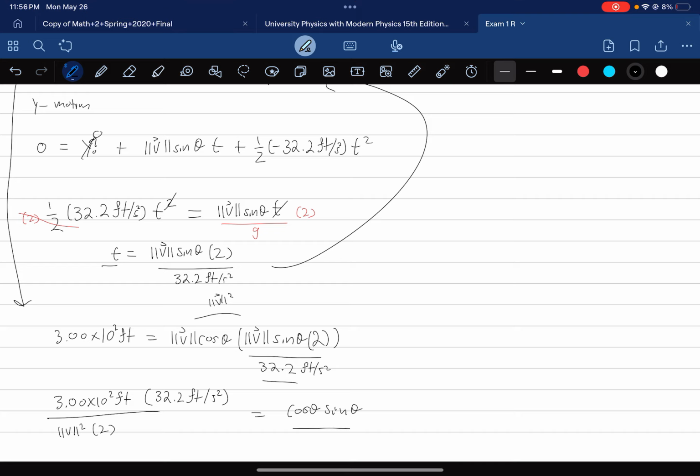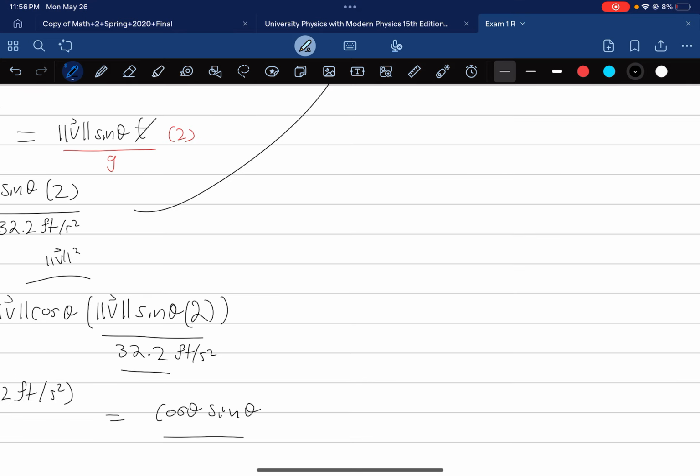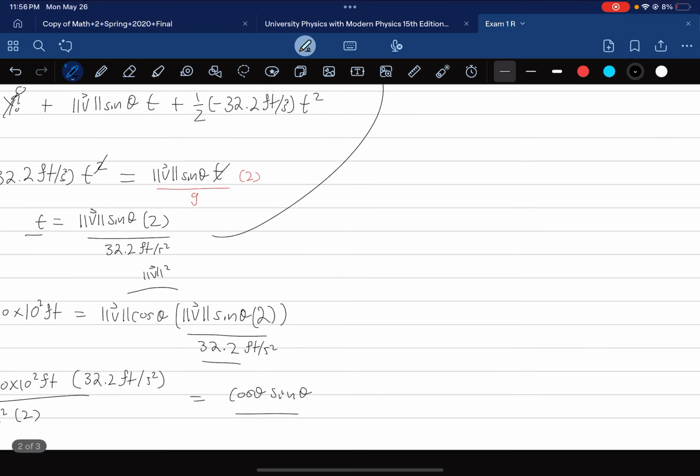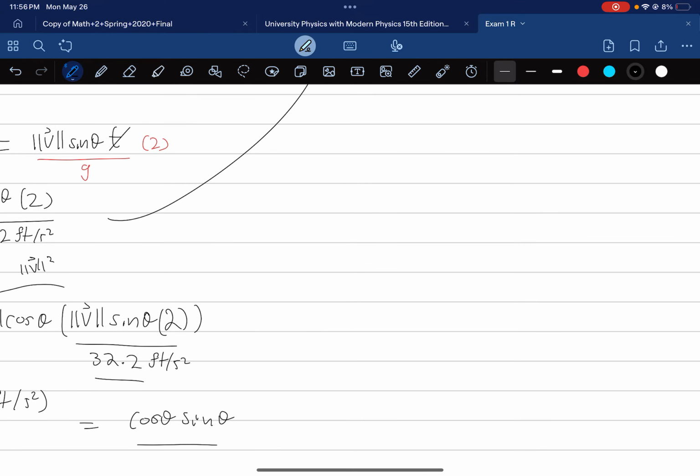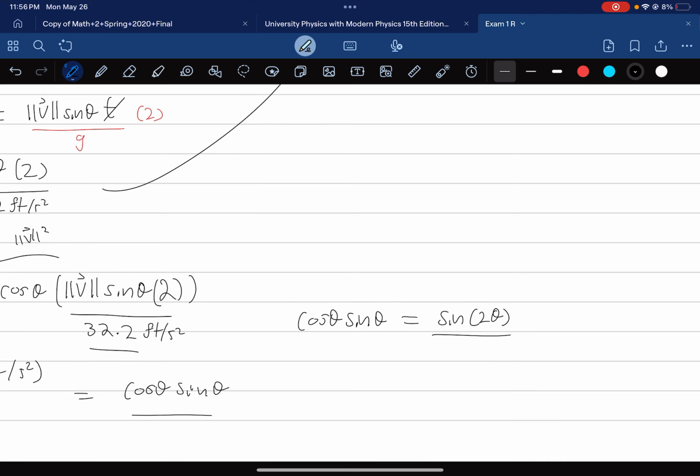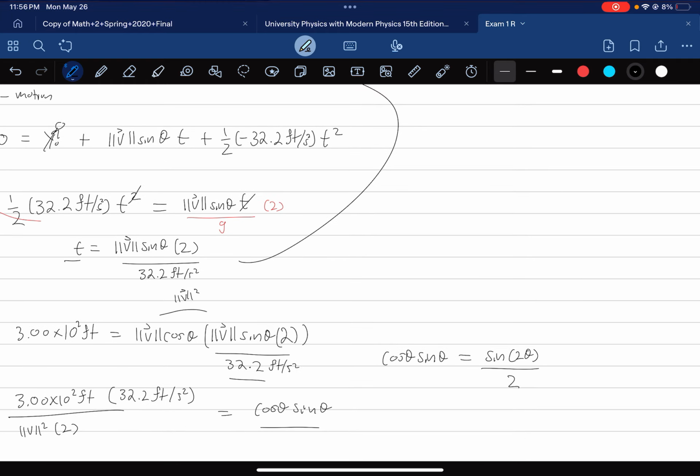Now this is the part where you have to know the trig identity. This is something you gotta search up, or if you don't remember, maybe go back into your textbook. So we know the trig identity for cosine theta, sine theta is the same thing as, well, not sine theta, sine 2 theta over 2. Usually it looks like something else, and you might find it like this, but then you just divide it out. And we just replace this with this.